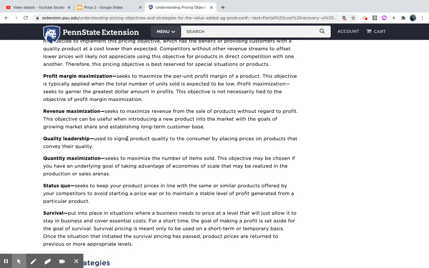Quality leader, used to signal product quality to the consumer by placing prices on products that convey their quality. That's what we've talked about, trying to have the best quality out there. Quantity, maximize the number of items sold. Status quo seeks to keep your product prices in line with the same or similar products. And survival, where a business needs to price at a level that will just allow it to stay in business and cover essential costs. So probably more of a short time on survival. That's not a long-term thing because you're going to have a hard time making enough money to keep going.